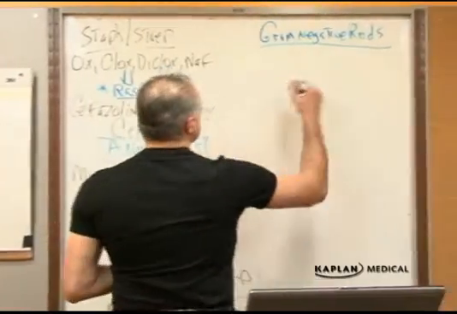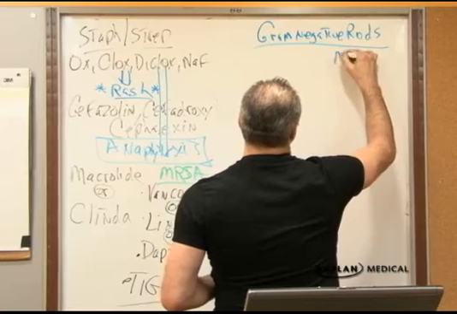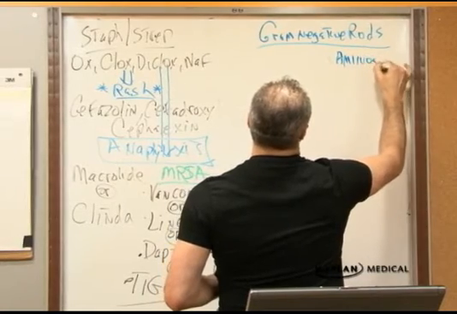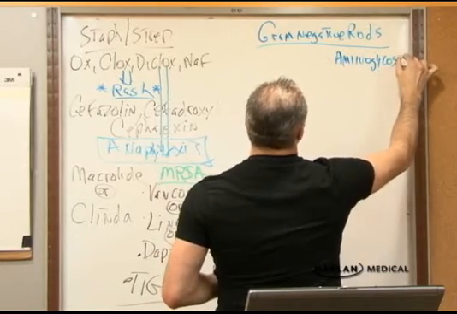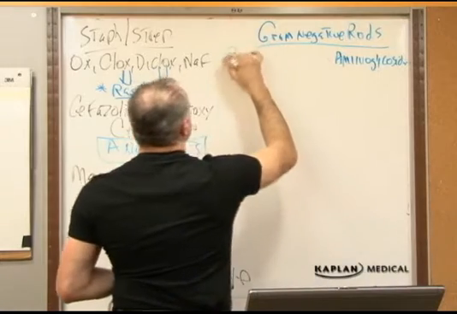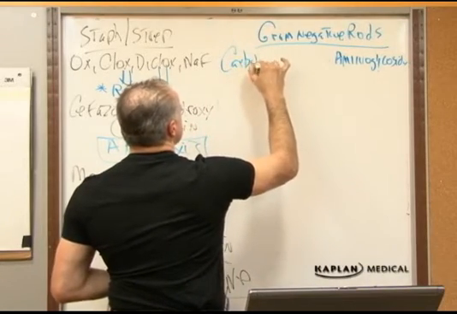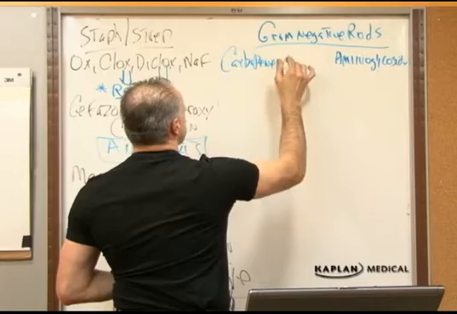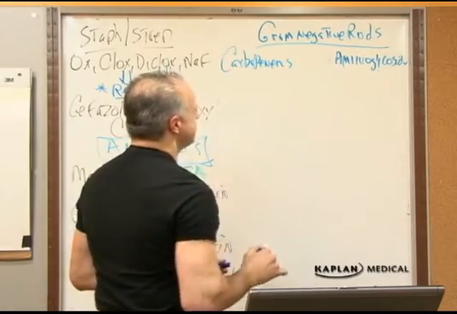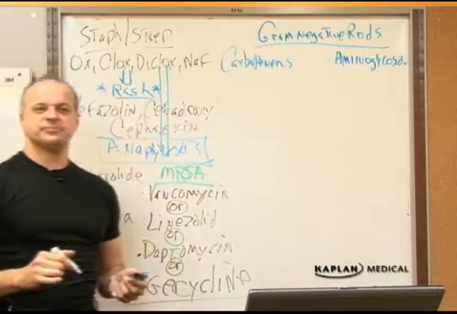The reason is that aminoglycosides cover 80 to 90% of E. coli. Carbapenems cover 80 to 90% of E. coli. Carbapenems: imipenem, meropenem.